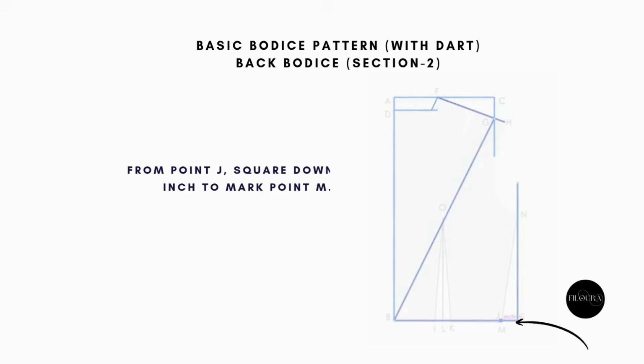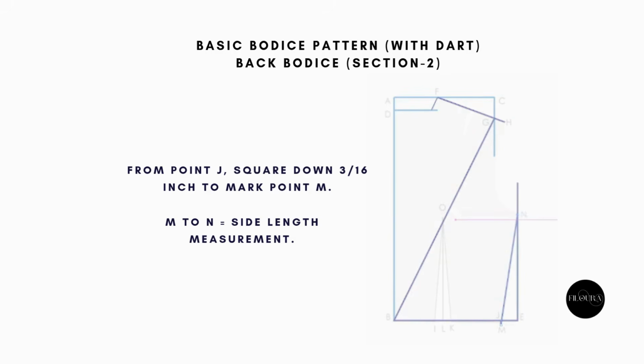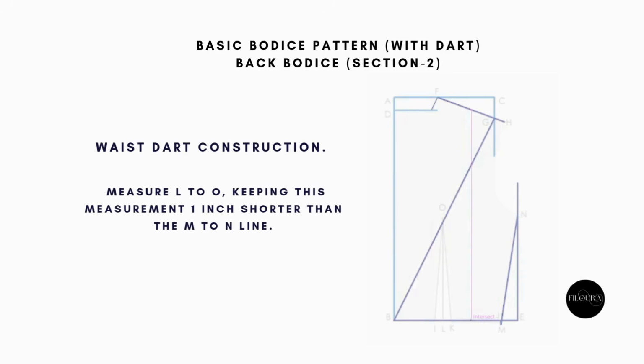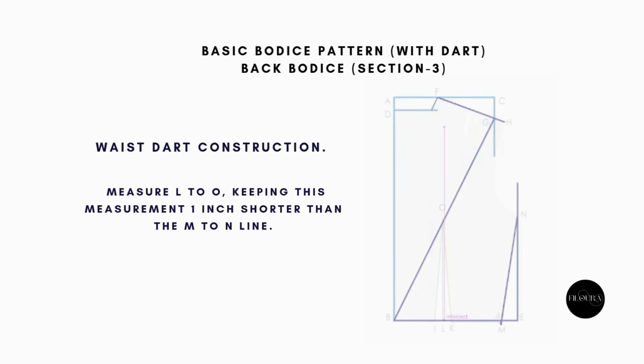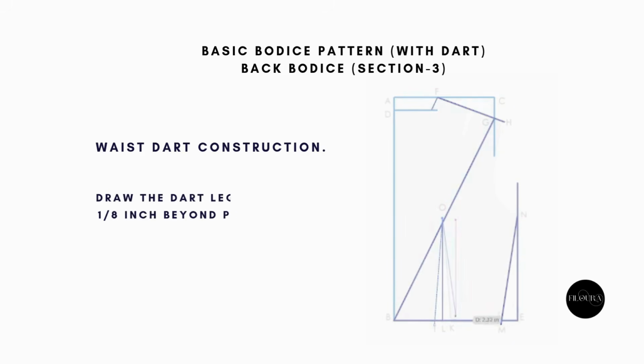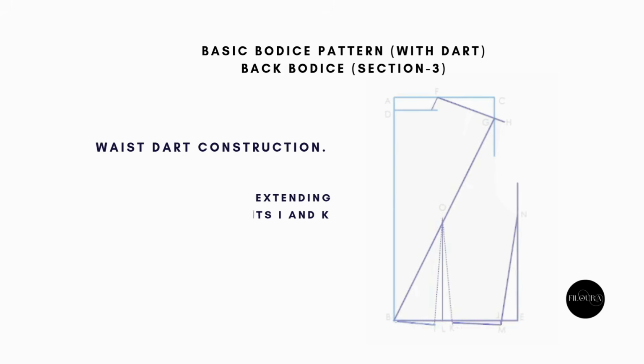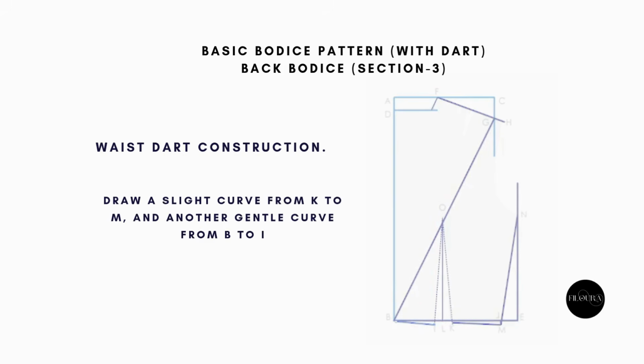From point J, square down 3/16 inch to mark the point M. Mark M to N side length measurement. To draft a back waist dart, measure L to O, keeping this measurement 1 inch shorter than M to N. Now, draw the dart legs extending 1/8 inch beyond the points I and K. Draw a slight curve from K to M and another gentle curve from B to I.